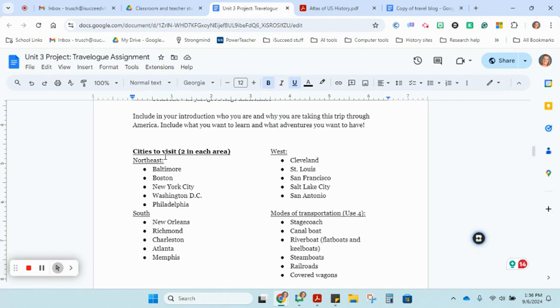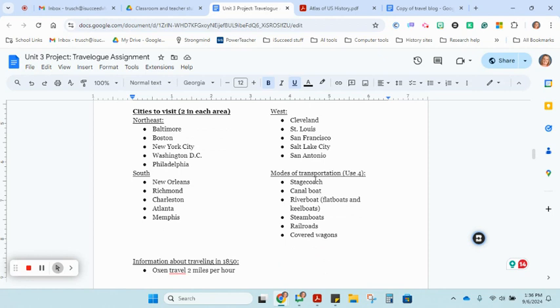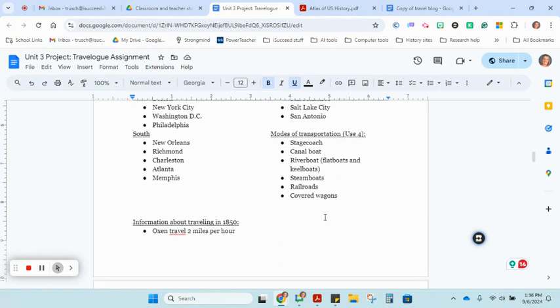Okay. So then you're going to visit two cities in the Northeast, and here are your options. Two cities in the South, here are your options. And two cities in the West, here are your options. Okay. You need to use four modes of transportation. Okay, and there are some options there.